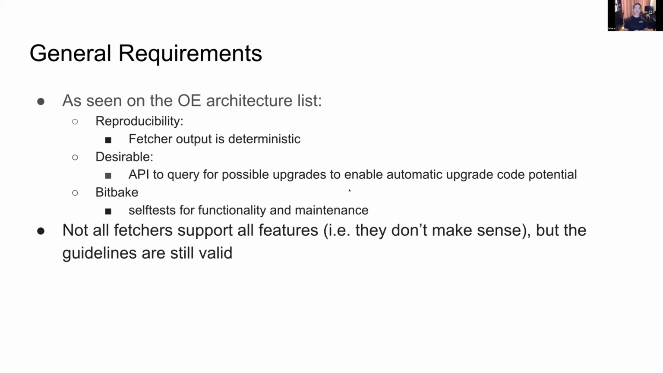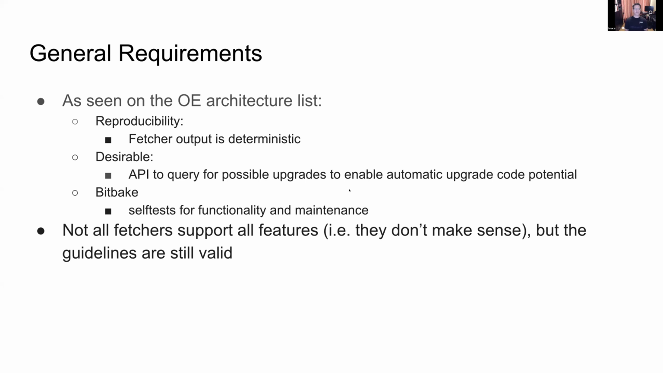And then the other ones were, of course, reproducibility. The fetcher output is deterministic. And then there was a desirable one, which is an API to query for possible upgrades to enable automatic code upgrade potential, which would be fantastic, which you see the patch series that come out once in a while for upgrades. It'd be nice if there was a way to integrate with something like that.